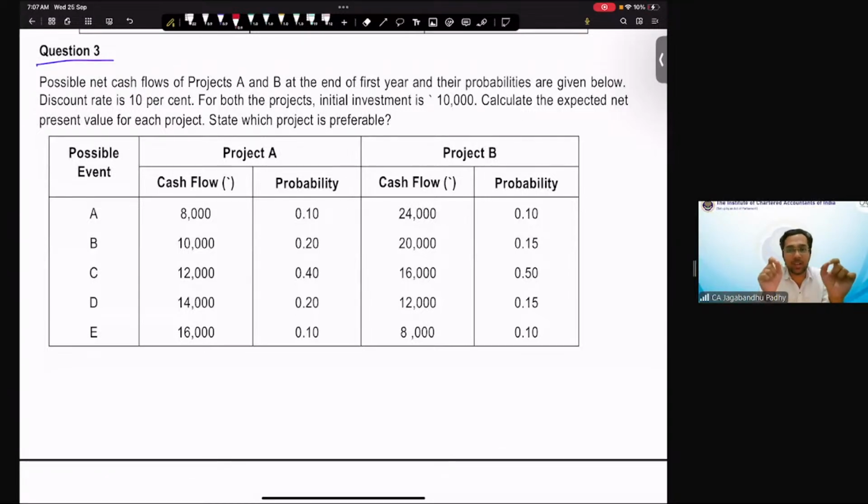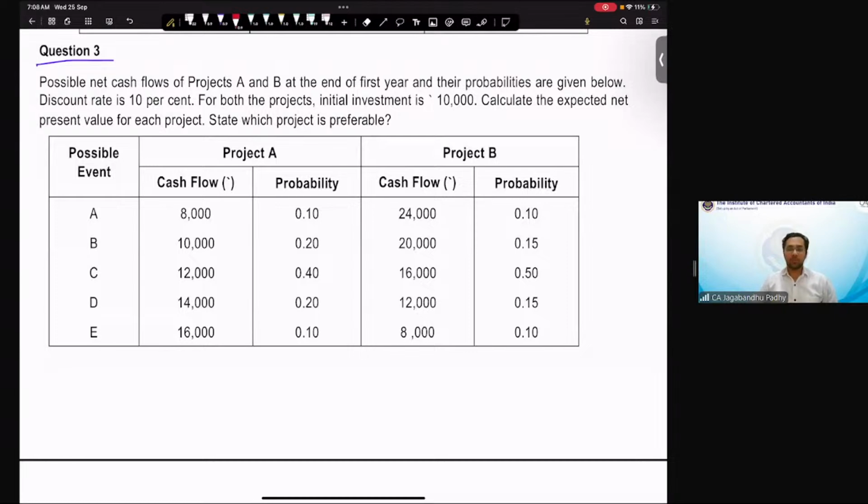So, in case of project A, we are going to invest 10,000, but the cash flows that we are expecting may range from 8,000 till 16,000 with this level of probabilities. And the same applies even to project B. Now we have to decide which project is going to be preferable. Before we decide, we need a strong numerical base where we see the expected value and the standard deviation. So we are basically looking at the risk and the NPV of the project.